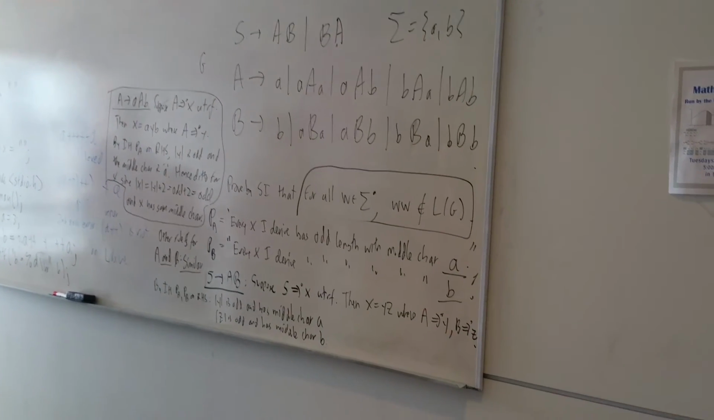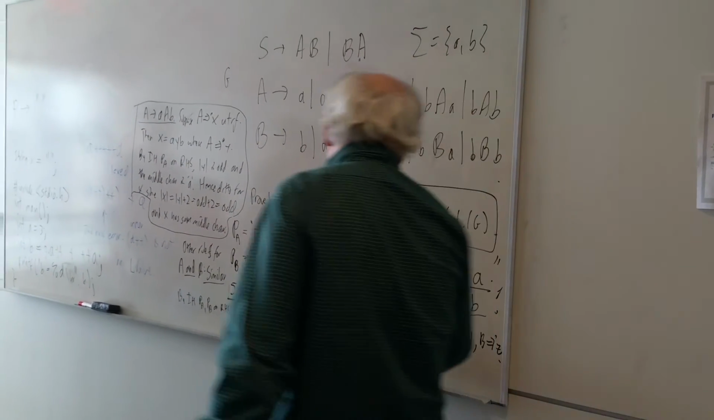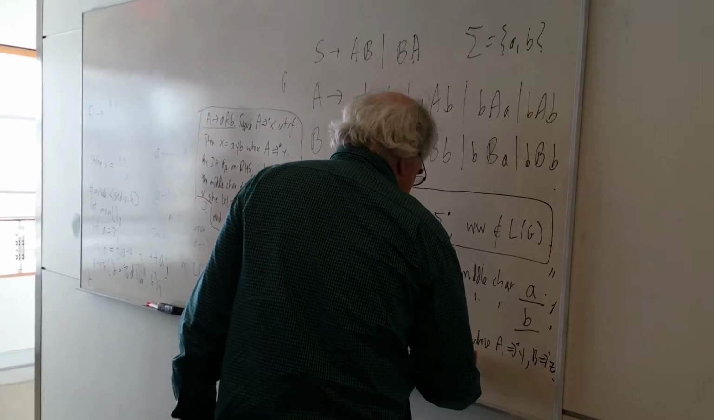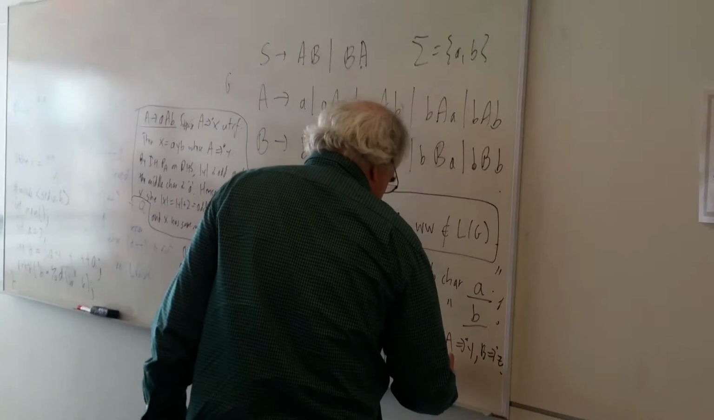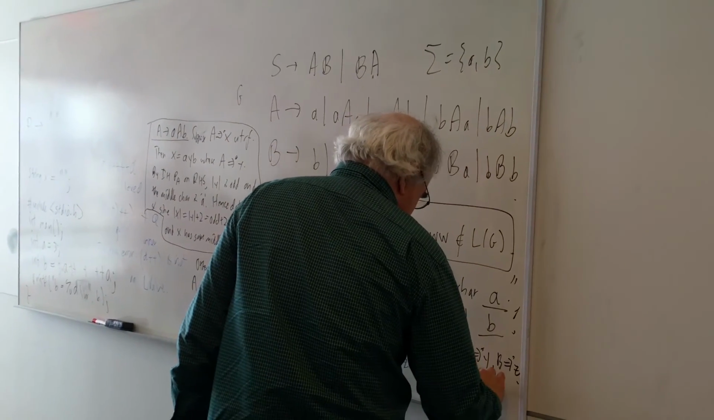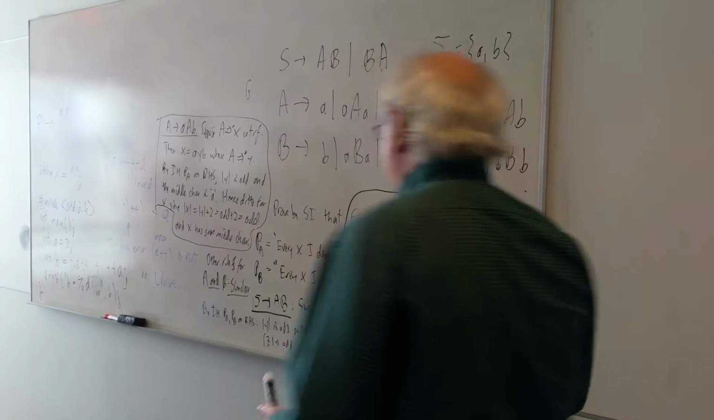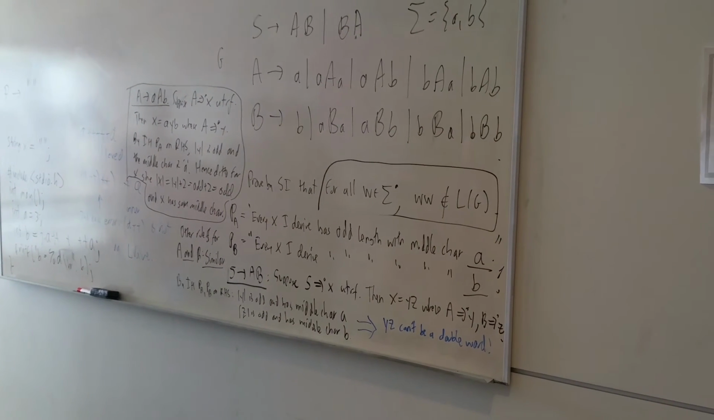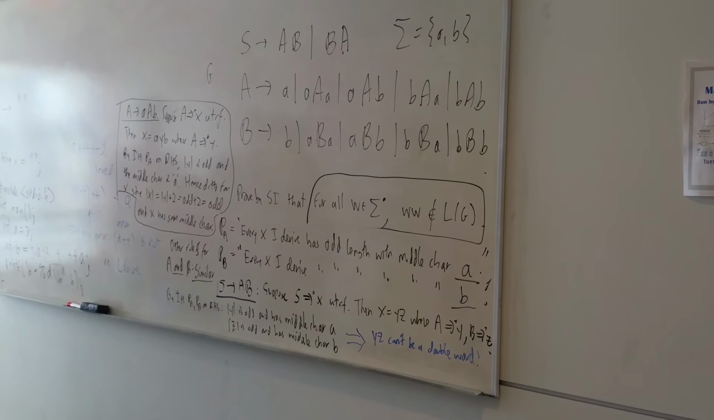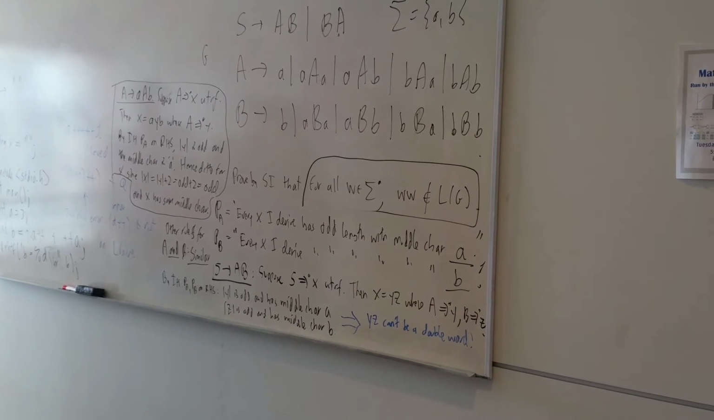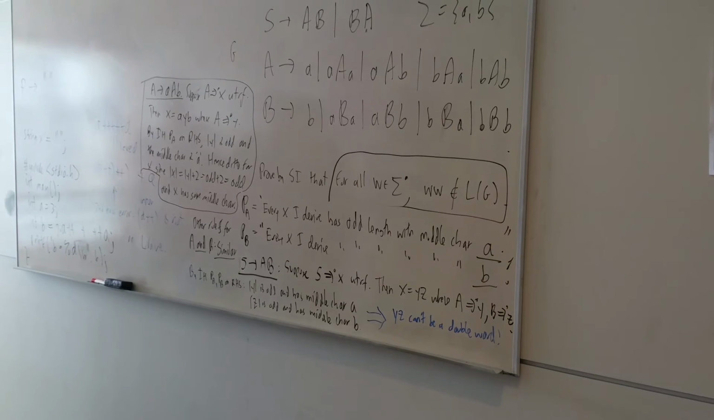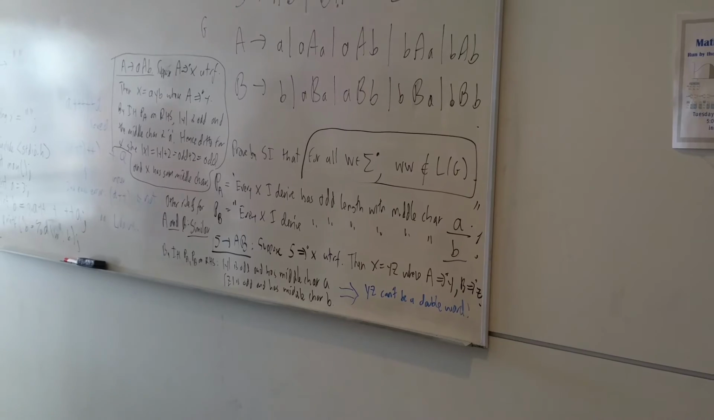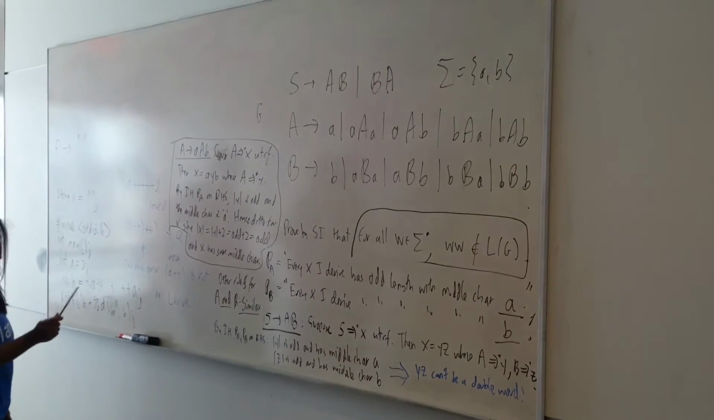Now, what you're going to want to prove here is that this implies that yz can't be a double word. So in other words, no double word can be the concatenation of two odd length strings that have different middle characters.